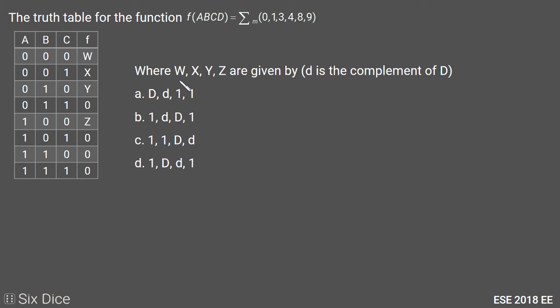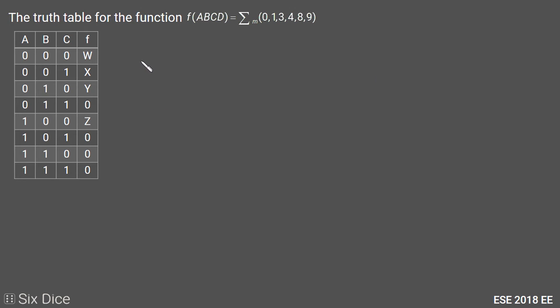Okay guys, we need to find values for w, x, y and z. And what are w, x, y and z? They are values given in this truth table. Now here we need to make two K-maps.